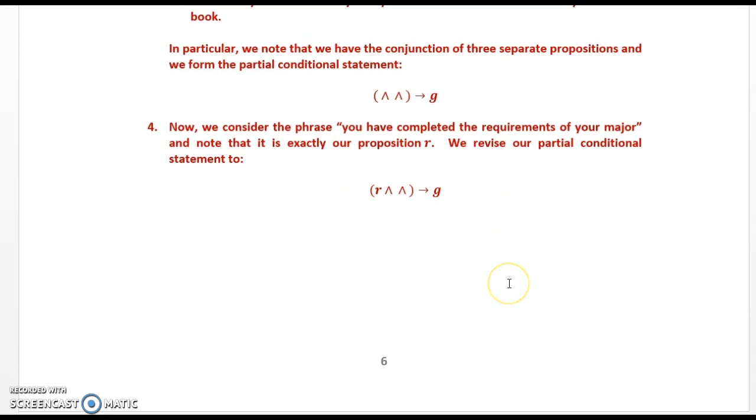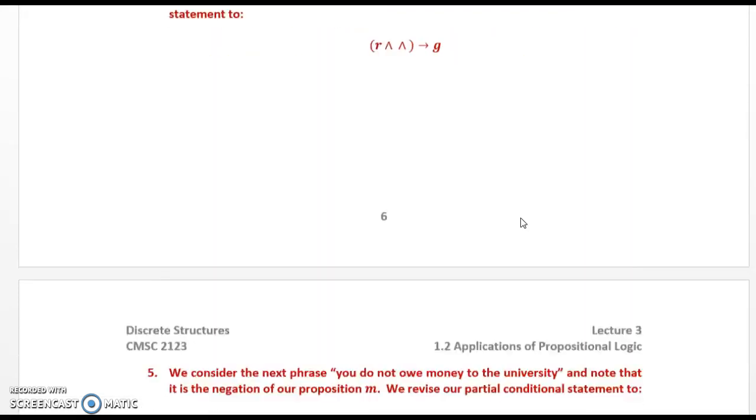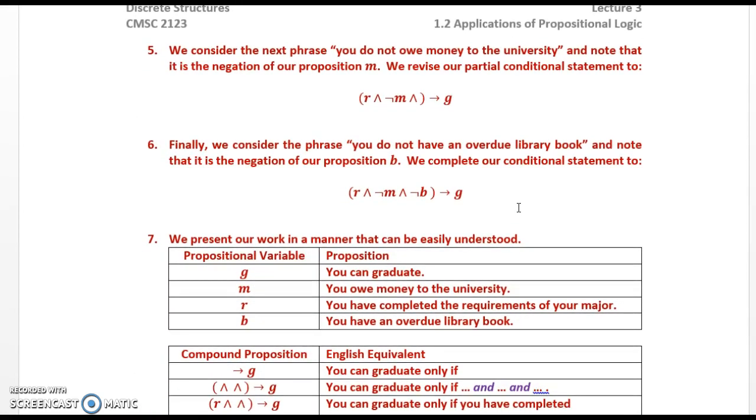Next, we consider the phrase you have completed the requirements of your major and note that it is exactly our proposition R. We revise our partial conditional statement to R and something else implies G. We consider the next phrase you do not owe money to the university and note that it is the negation of our proposition M. We revise our partial conditional statement to R and not M, and something else implies G.